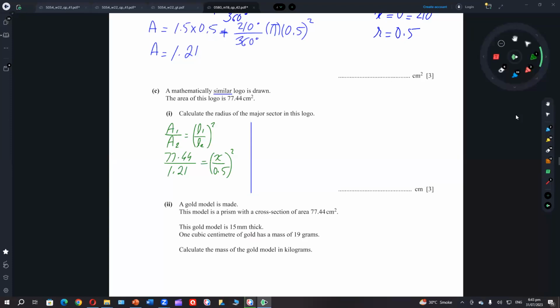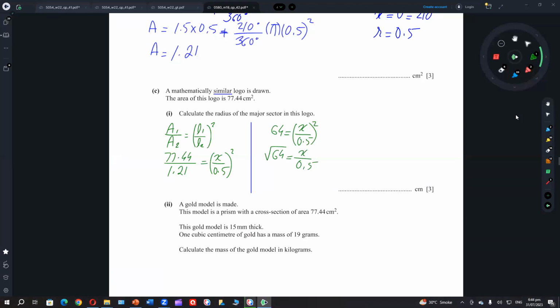77.44 divided by 1.21, the fraction on the left side. Okay, that's 64. How do we remove the square sign? This is a square, so you take the square root. Very good. Now this is the equation.